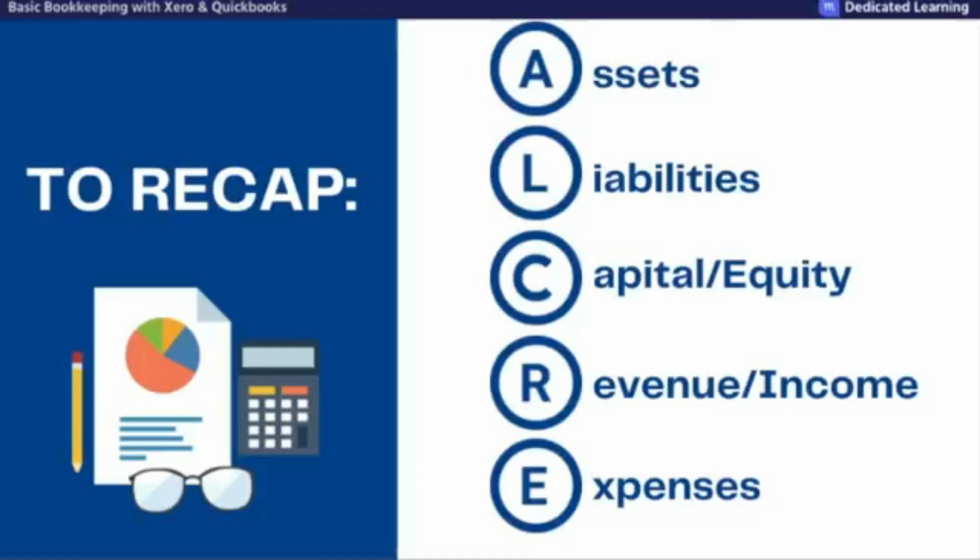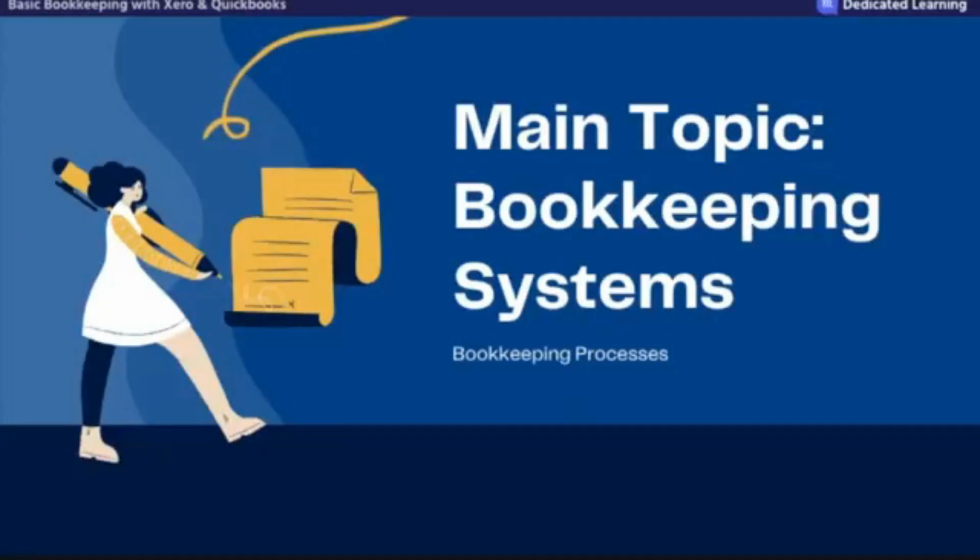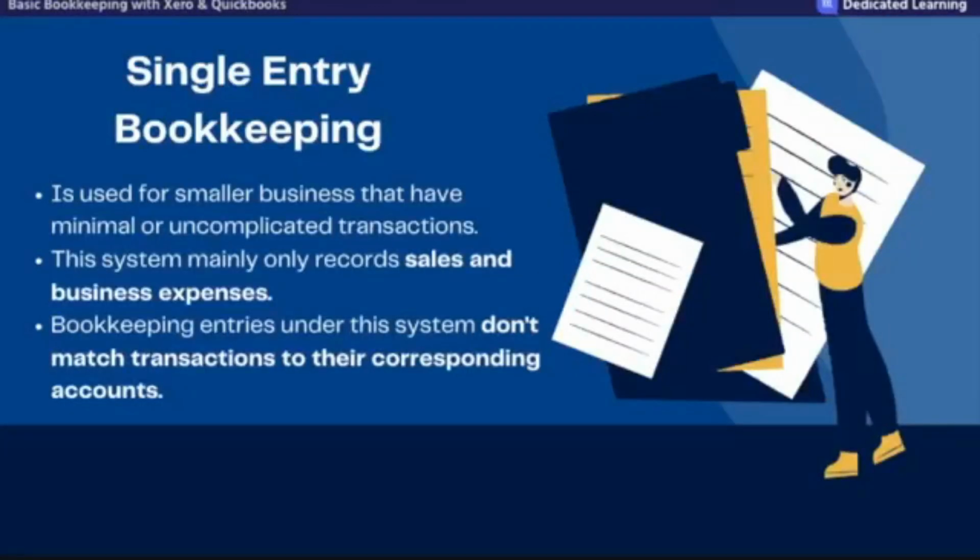So I hope this at least made it a bit clearer, friends, on what the differences are between each account or category. And don't forget, you can use our handy acronym over here, ALCRE, to at least help you memorize these things. So now that you've learned what the categories for the transactions are into the different accounts, let's talk about how the bookkeeping process is done or what are the different bookkeeping systems that are typically used when it comes to bookkeeping. So the first system, friends, is called single entry bookkeeping.